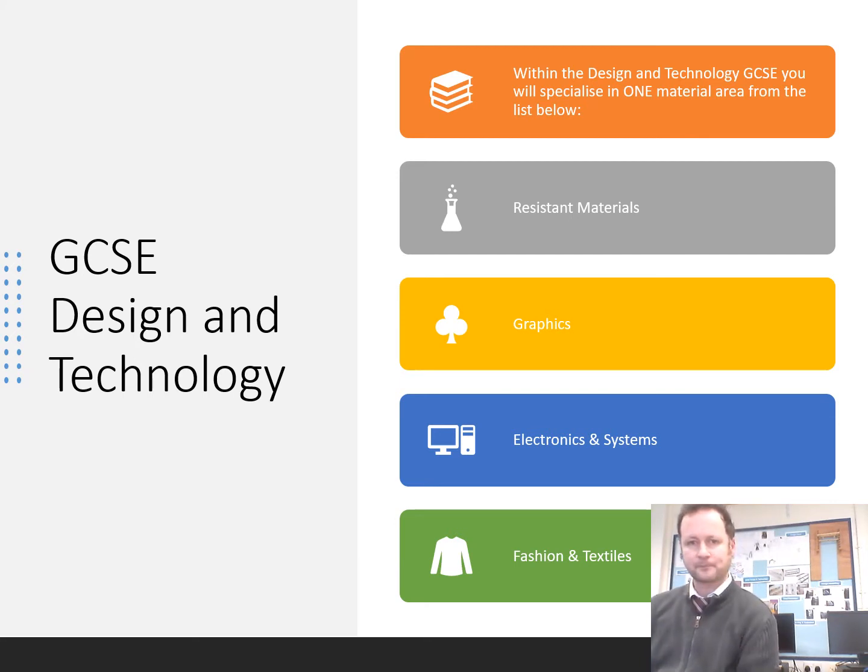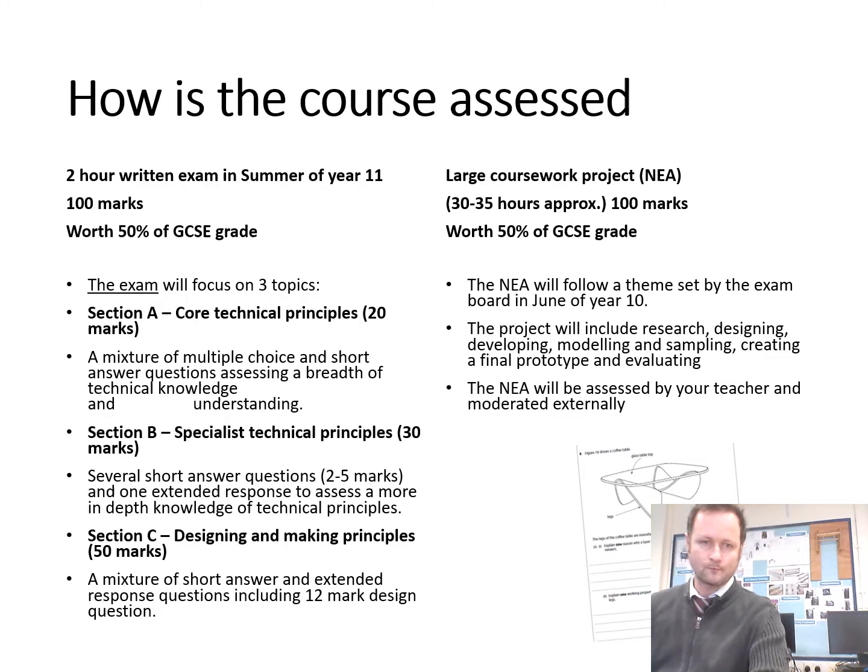We have 4 discrete subject areas, so you can choose within design technology: resistant materials, graphics, electronics, or fashion and textiles. Out of those 4 areas, your specialism is what you take forward, but you would still follow the same course structure no matter which you've selected. So you would take one design technology subject area and it would be that specialism going forward.